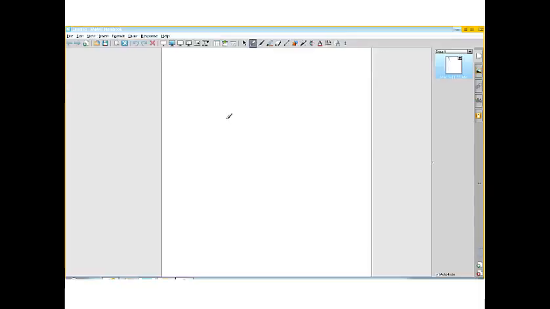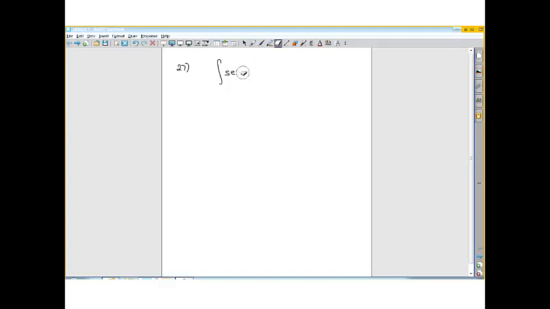Okay, so let me get the screen up for you. So this is going to be problem number 27, section 8.3. So this is one of these secant tangent trig integration problems. So we have the secant to the fourth of 5x dx.